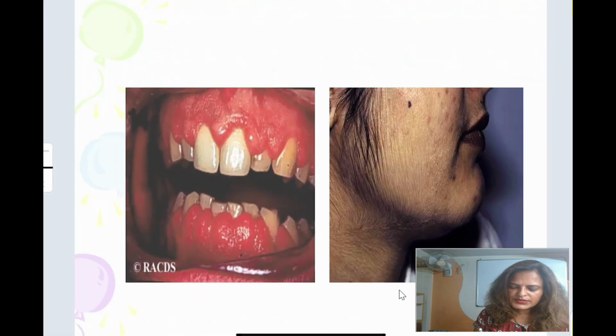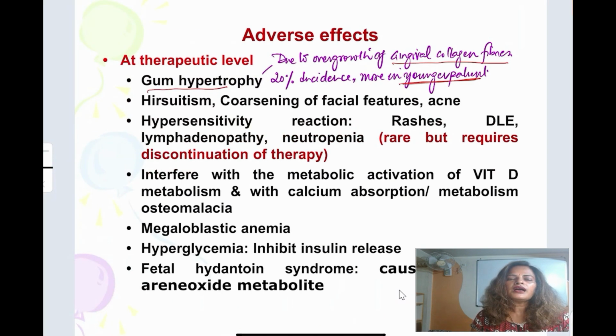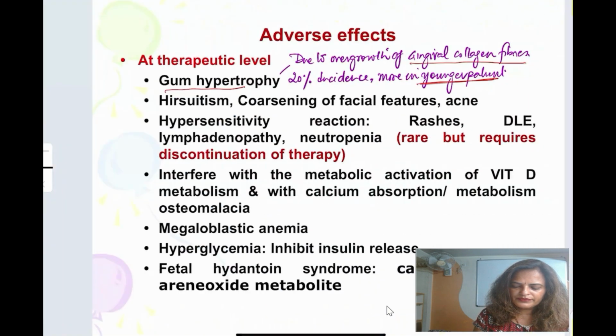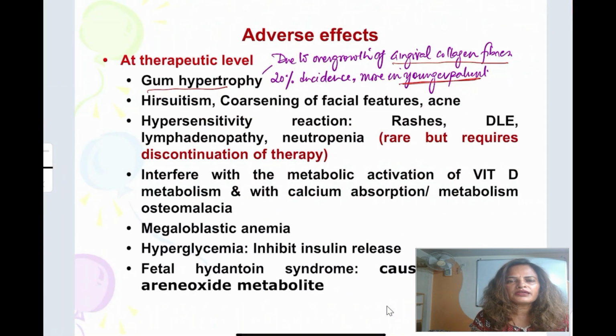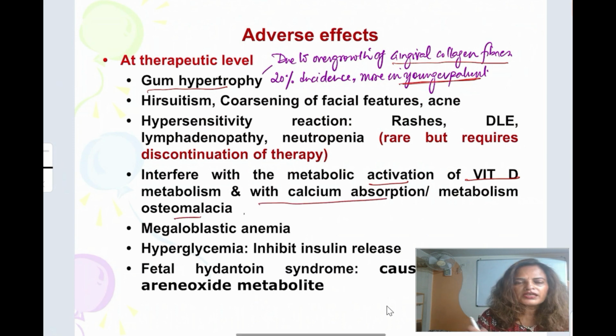Next is hirsutism. Here you can see the coarsening of the facial features, hirsutism and acne, which are also very common with phenytoin. Then hypersensitivity reaction. Though it is rare, like rashes, discoid lupus erythematosus, lymphadenopathy, neutropenia, whenever it happens, we have to ask the patient not to take the drug. You have to discontinue the drug. Then it interferes with the activation of vitamin D metabolism and calcium absorption and metabolism, so that leads to osteomalacia and even rickets.